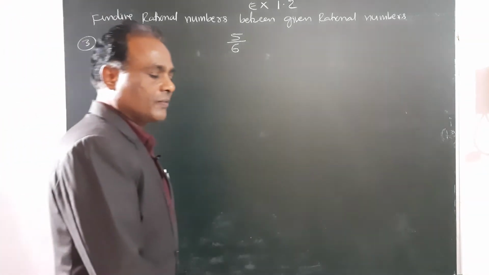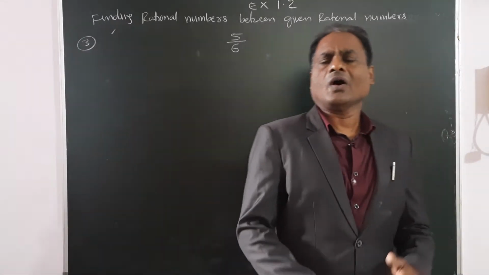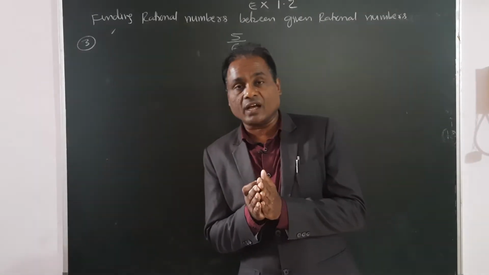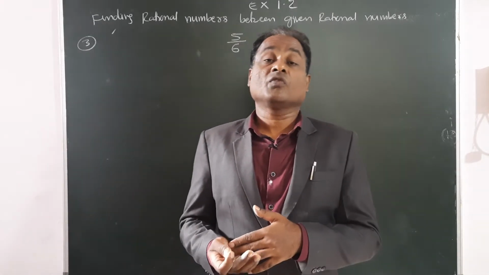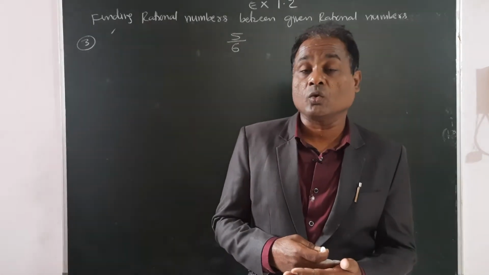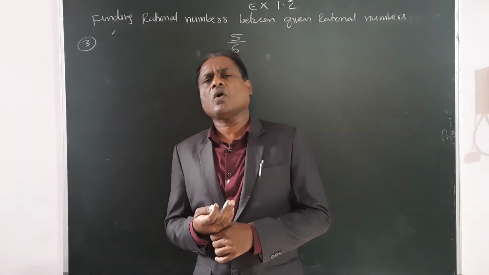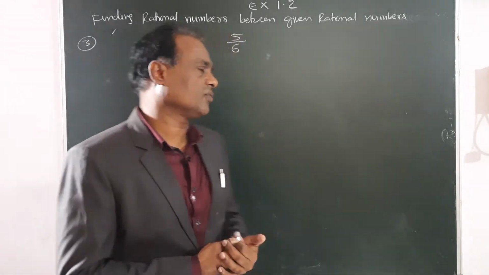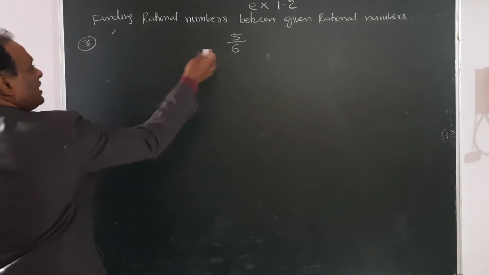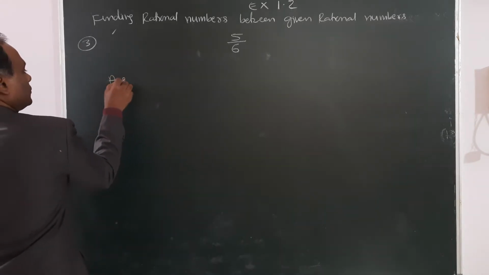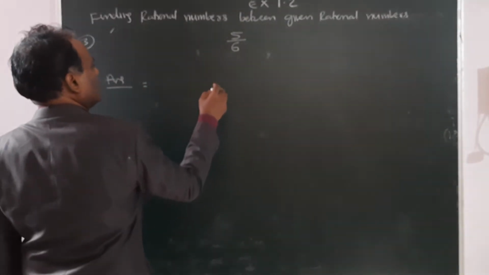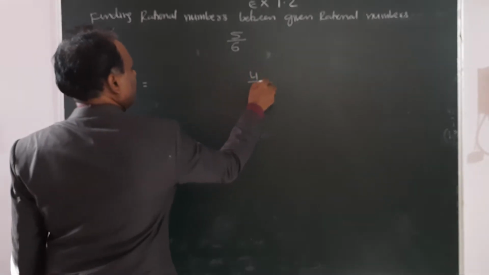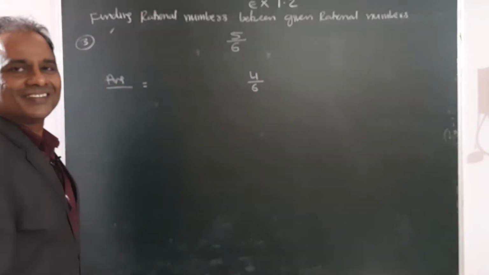Rational number means all the numbers which you have studied till now: negative numbers, 0, positive numbers, fractions in the form of p by q, where p and q are integers. So all numbers are rational numbers. So rational numbers less than 5 by 6. Without any simplification, directly you can tell, 4 by 6 will definitely be less than 5 by 6.